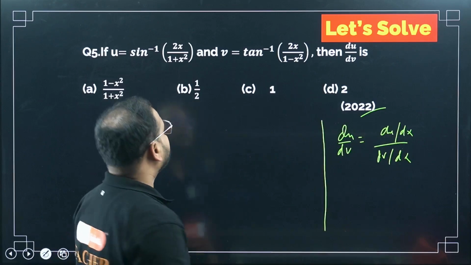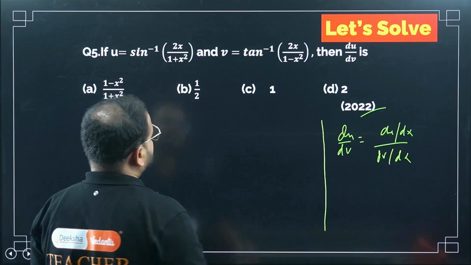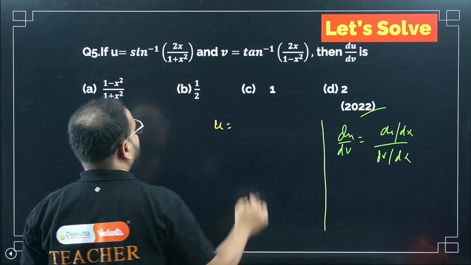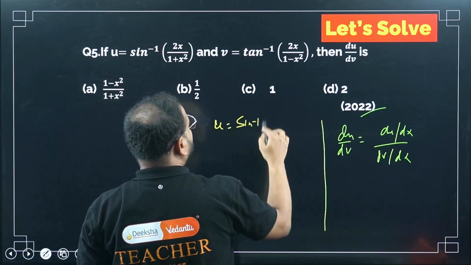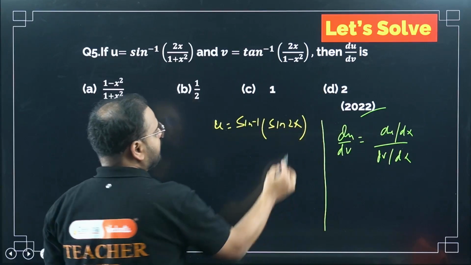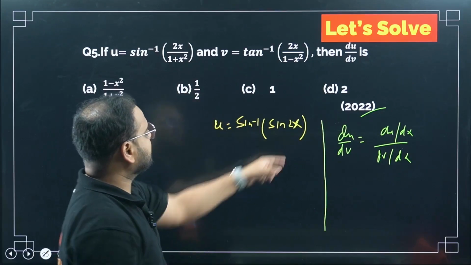Please have a look. I can change this as u. If you see here, u will become what? My u will become sine inverse of sine 2x, or not? This should not be a problem. What is this? Tell.